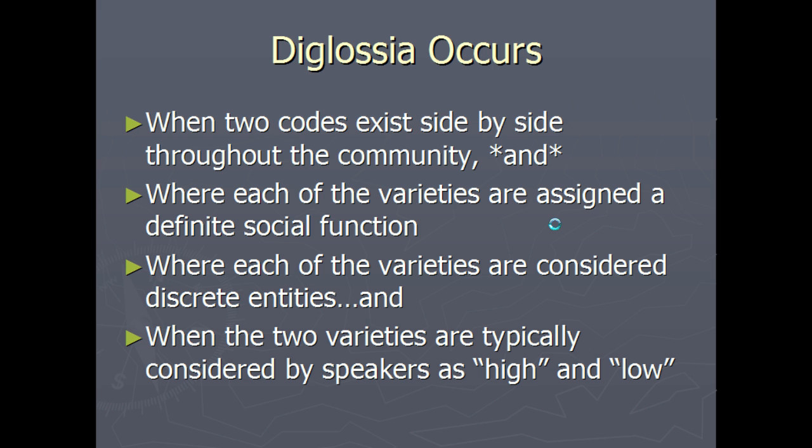Diglossia occurs where each of the varieties is assigned a definite social function. In other words, there's complementary distribution of the use of the two varieties. Diglossia occurs where each of the varieties is considered a discrete entity. Diglossia is suggested when the two varieties are typically considered high and low. And you may be asking, what are the high and low varieties? Let's take a closer look at that.